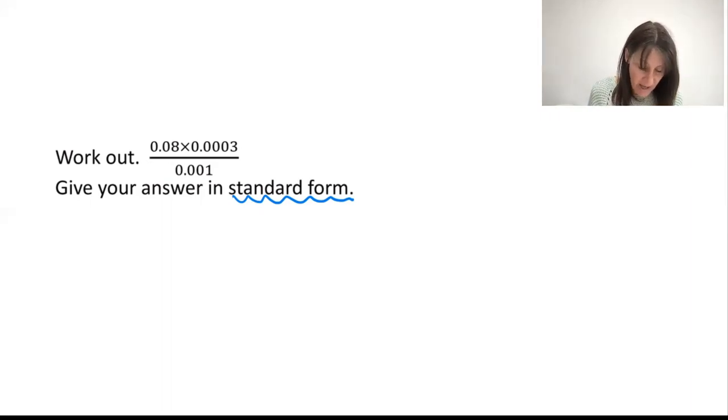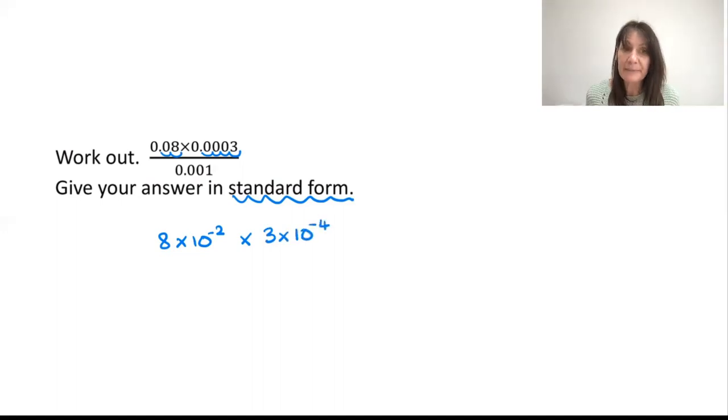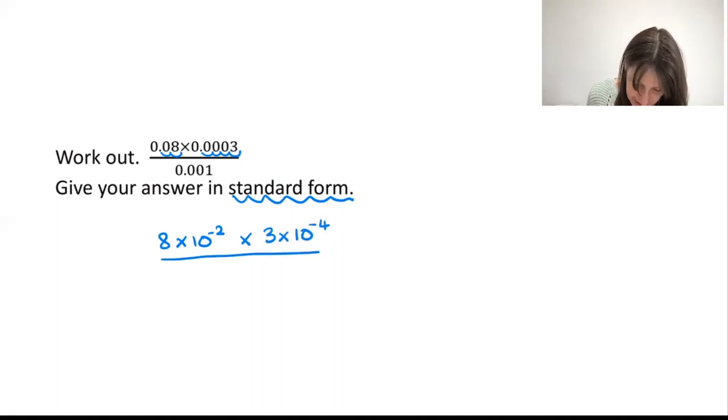So let's first of all get our standard form into the question itself. So my 0.08, I would have to move that 2 places. So 8 times 10 to the minus 2 is my equivalent for 0.08. For this one, I need to go 1, 2, 3, I need to go 4. So that's going to be 3 times 10, and it's minus 4, remember. The denominator is 1, 2, 3. So it's going to be 1 times 10 to the minus 3.